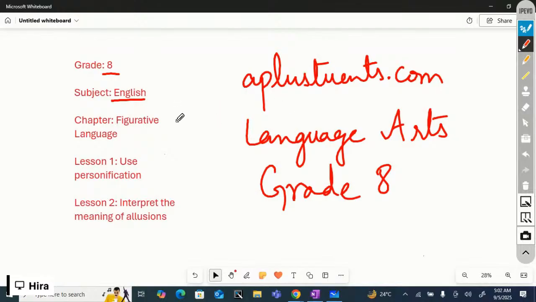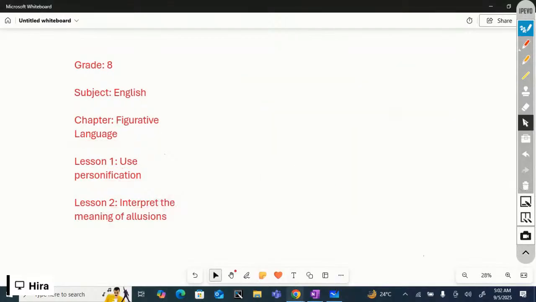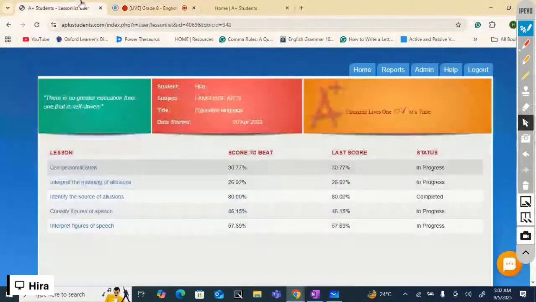The chapter that I have selected today to teach is Figurative Language. We will discuss the first two lessons: use personification, and the second one, interpret the meaning of allusions. Let's begin with lesson number one, use personification.